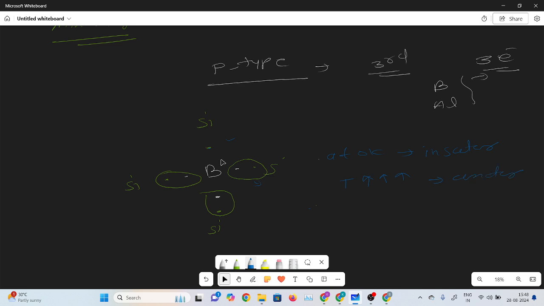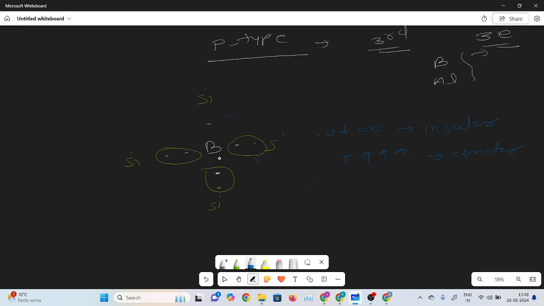So firstly, actually this electron is left. So it will take one electron from the silicon. There are so many silicon atoms, so it will take one electron and make the bond. That's why I am telling, in case of the p-type semiconductor, this is the acceptor atom.